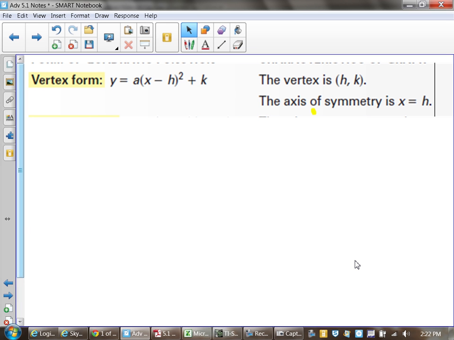H and K is always going to be your center. Remember, H is horizontal, left and right. K is vertical, up and down. It's your Y value. So if I want to look at a very simple example, say y equals -2 times the quantity x plus 4, squared, minus 2.